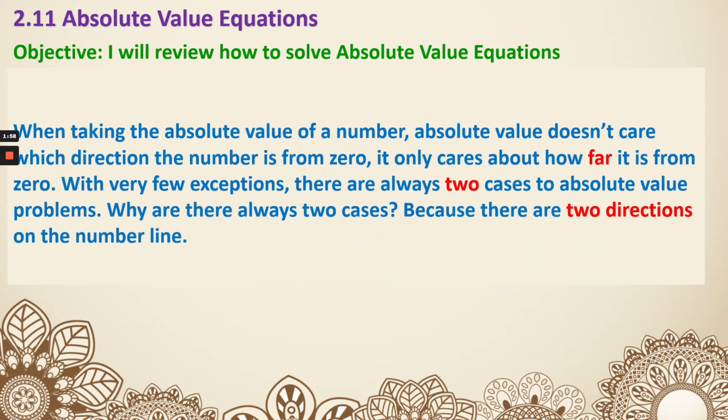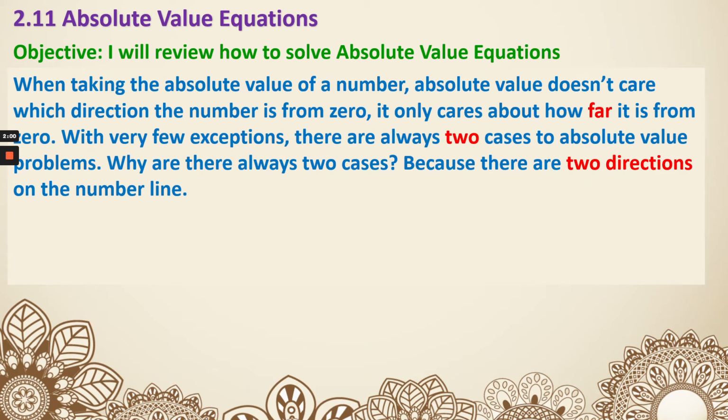Now let's move on. When taking the absolute value of a number, absolute value doesn't care which direction the number is from 0. It only cares about how far it is from 0. With very few exceptions, there are always 2 cases to absolute value problems. Why are there always 2 cases, you might wonder? Because there are 2 directions on the number line.